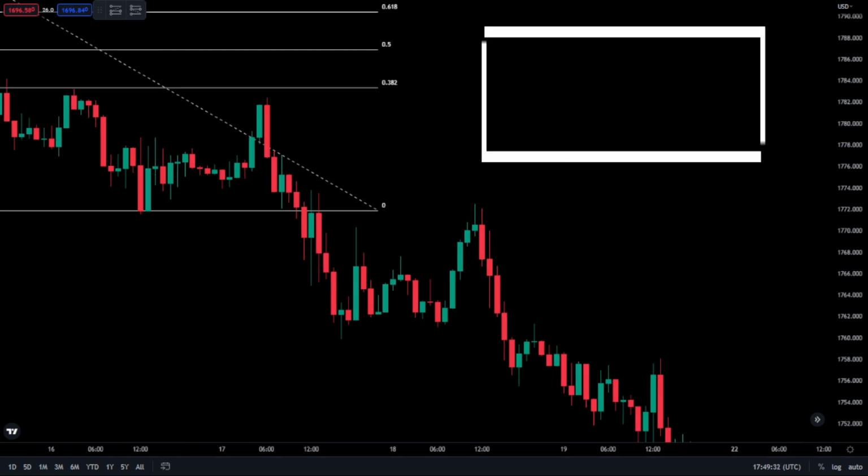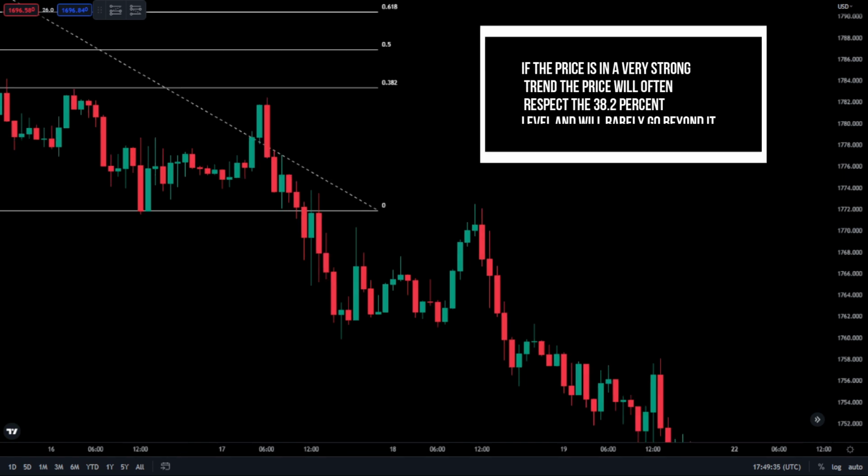As mentioned before, if the price is in a very strong trend, the price will often respect the 38.2% level and will rarely go beyond it.